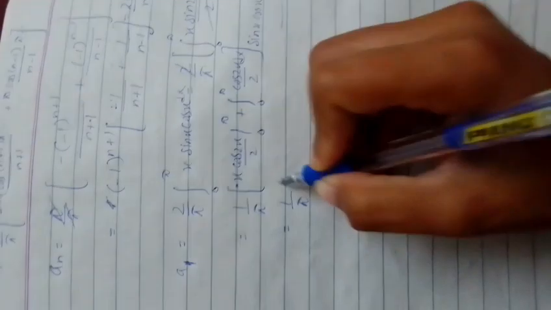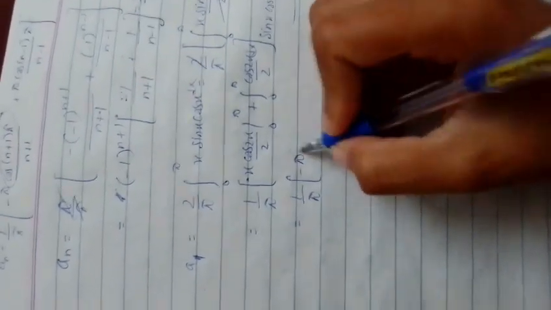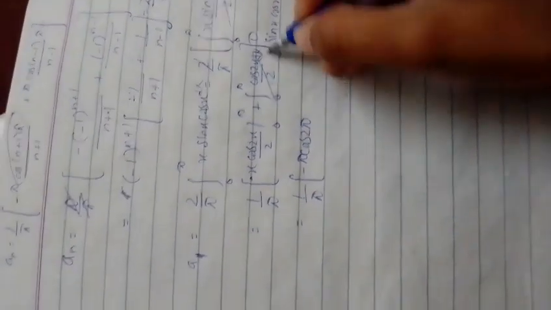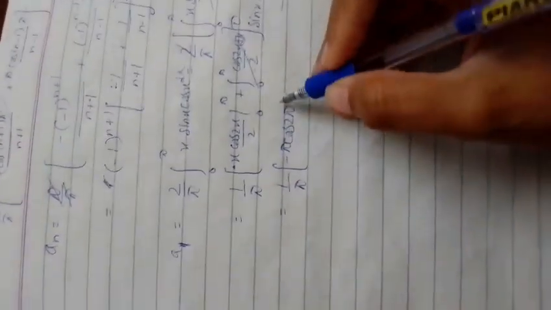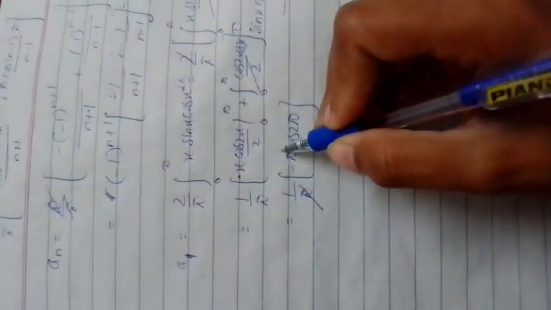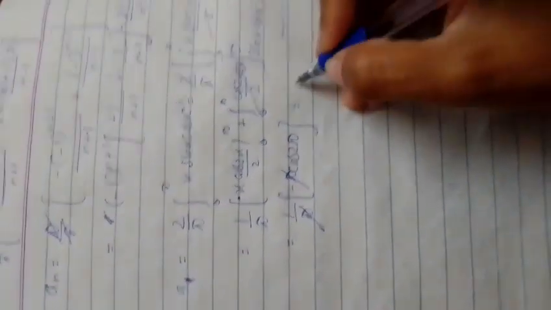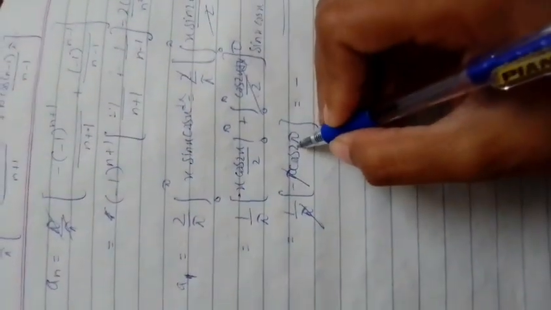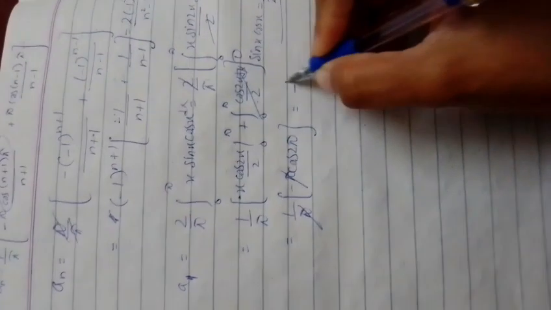1 over pi, minus pi cos of 2 pi. This will give 0 because sine of 2x, and pi and pi will get cancelled out. Minus cos of 360 is equal to, I think, minus 1.